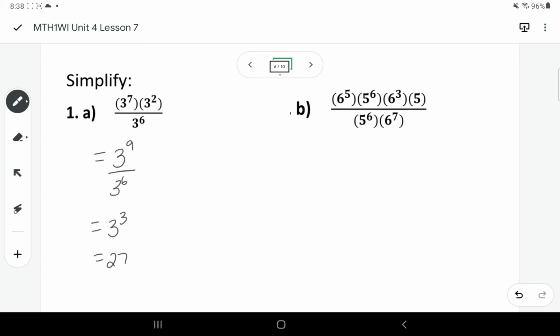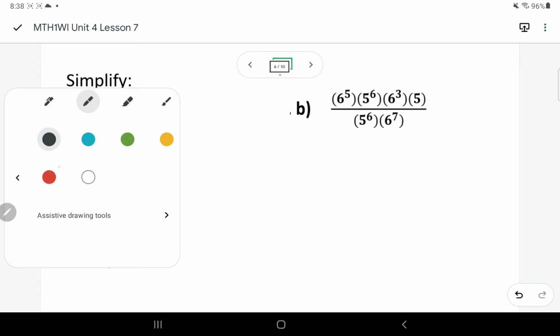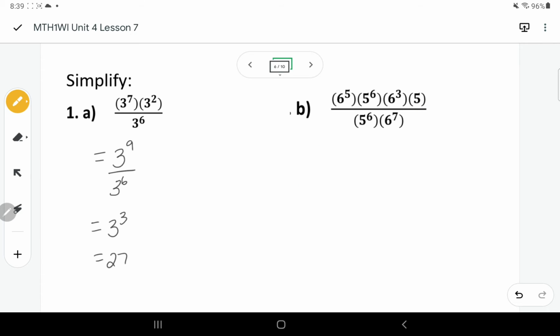So the next one, I have a bit more going on here to simplify, and I am going to simplify on the top first. I see I have 6 to the exponent 5, 5 to the exponent 6, 6 to the exponent 3, and 5. Now, first of all, I want to really highlight the ones that have the same bases that I can combine together. So I have 2 things on the top with a base of 6. I'm going to keep that base the same and add the exponents to get 8.